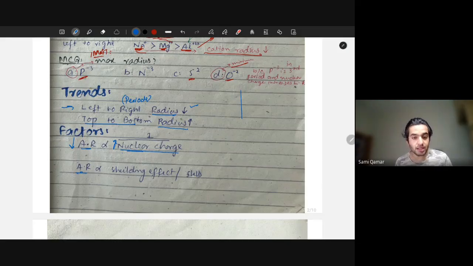And atomic radius is directly proportional to the shielding effect. What is the shielding effect? How many of you know about the shielding effect? This hasn't been asked in the last 5 to 7 years, but in very old IMAT papers they were asking a lot about the shielding effect. In DMAT it has been asked a lot.